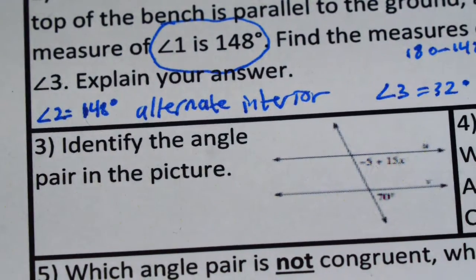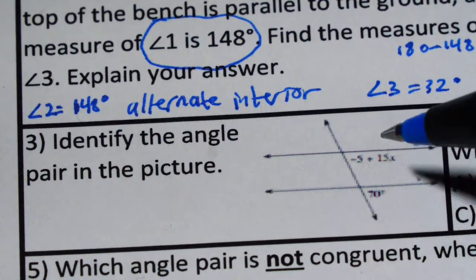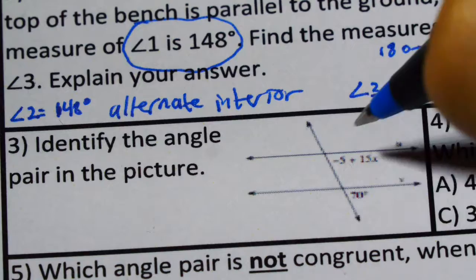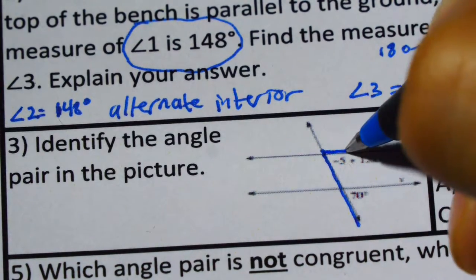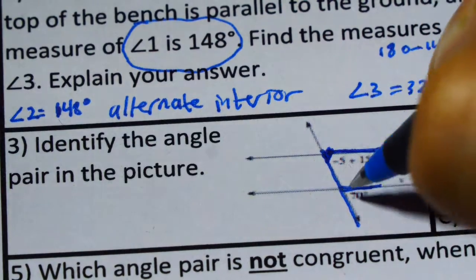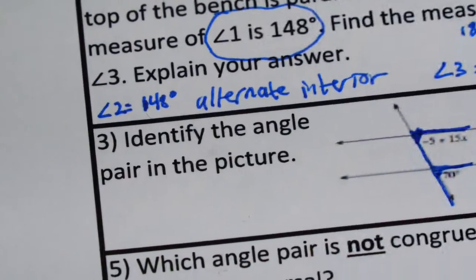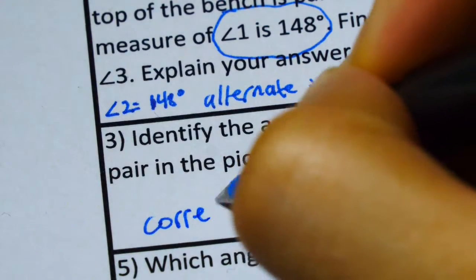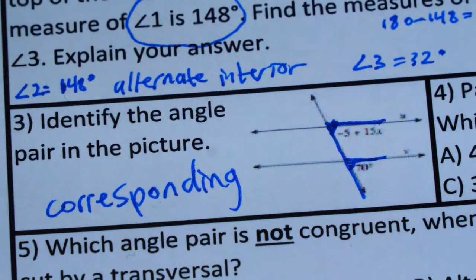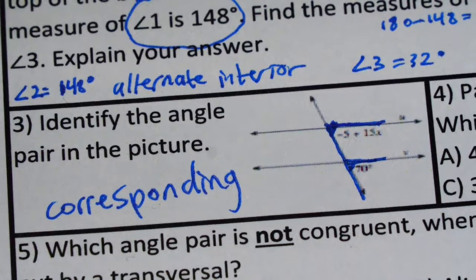Question number 3, identify the angle pair in the picture. Now this doesn't look like a Z anymore, this looks like an F. They are inside this F here. These two angles are inside the F. So they are corresponding. Corresponding. These are corresponding angles. Okay, they are the same.